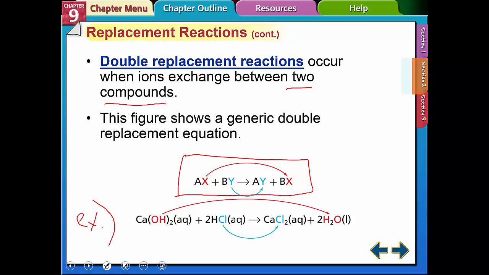Okay, and this is the general example. Ca(OH)2 and HCl are both compounds, and it produces two new compounds. So you'll see the Ca and the H switch. So now the Ca is with the Cl2, and the H replaces the Ca to produce HOH or H2O.